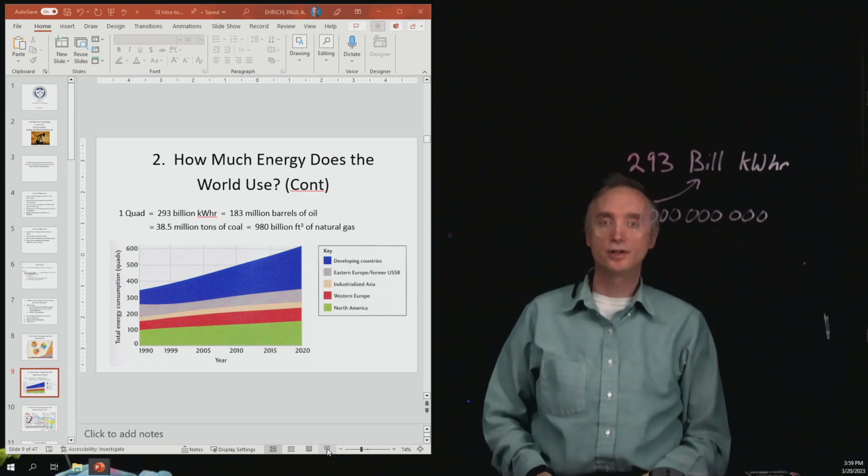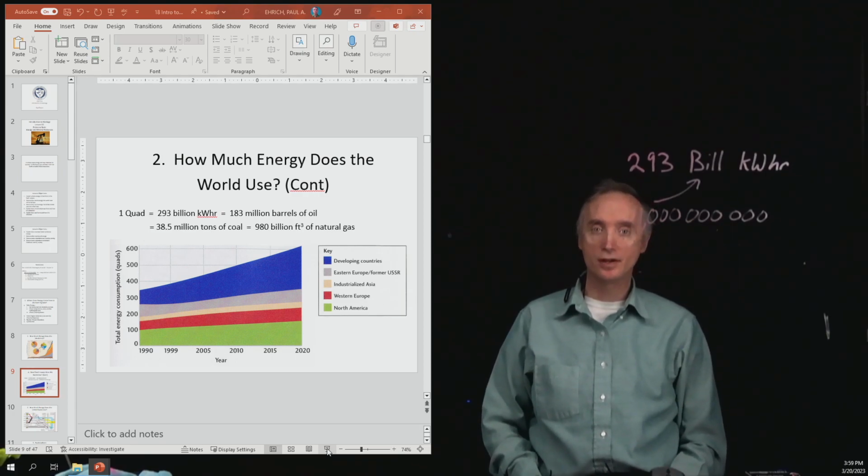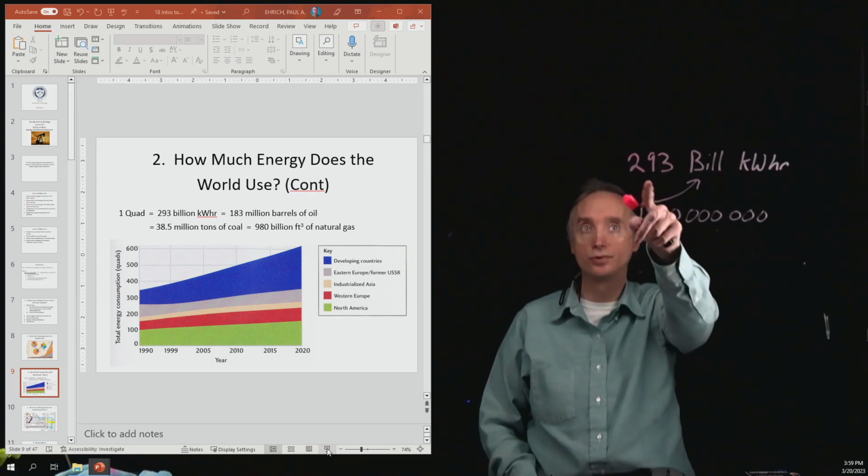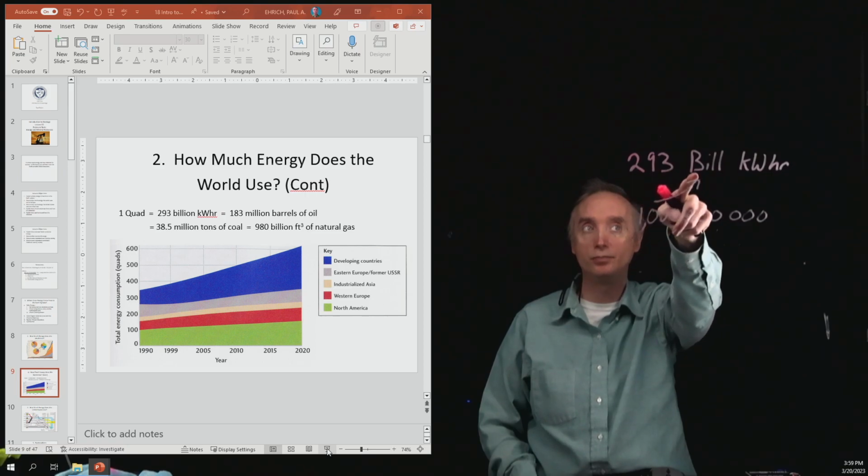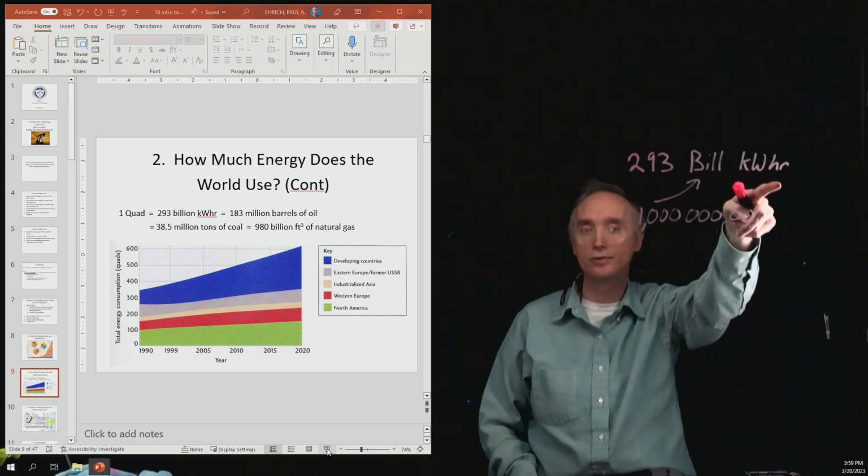Okay, so we want to continue talking about just how much energy the world uses. This particular chart uses a unit of energy called the quad, and I wanted to give you an idea of what a quad is. You can see that one quad is equal to 293 billion kilowatt hours.